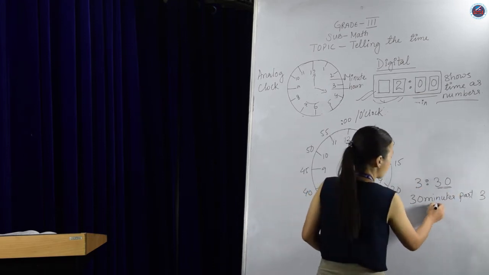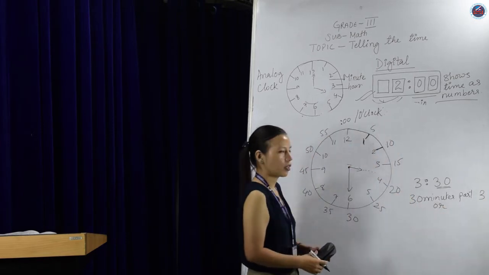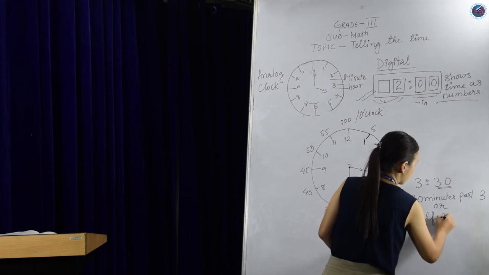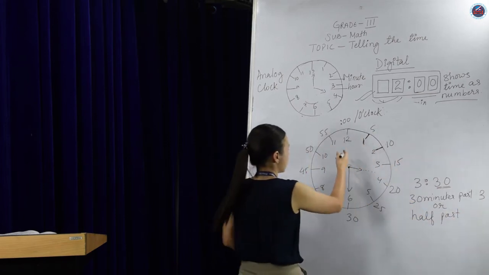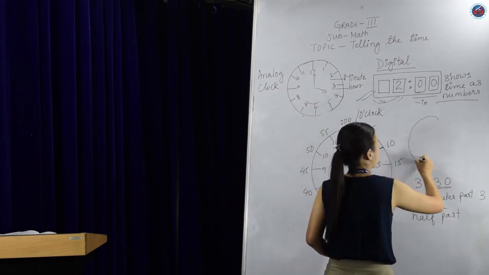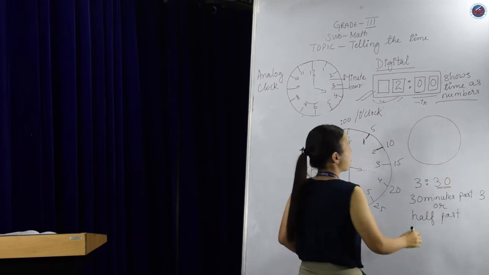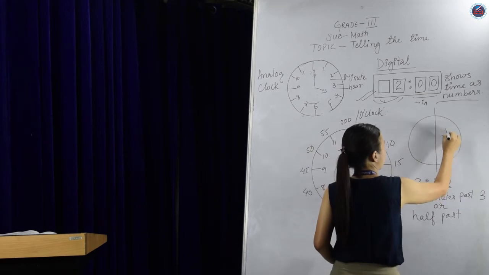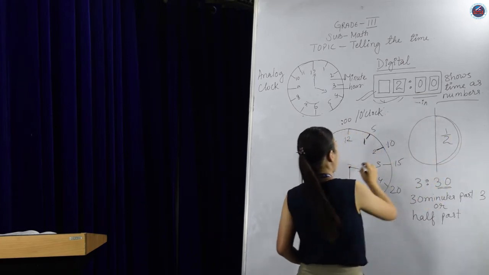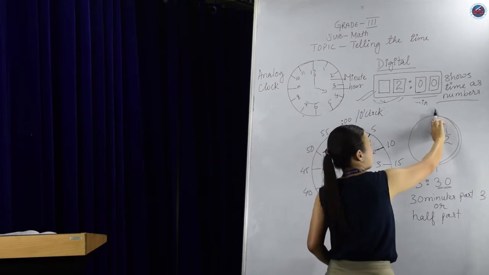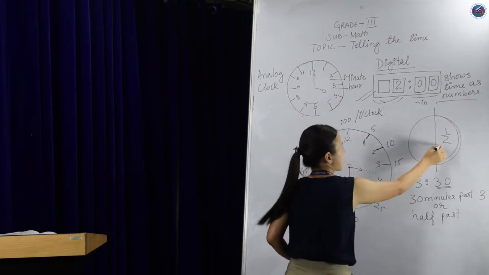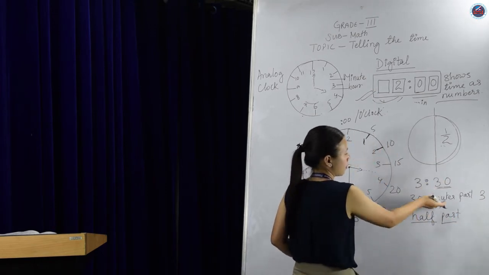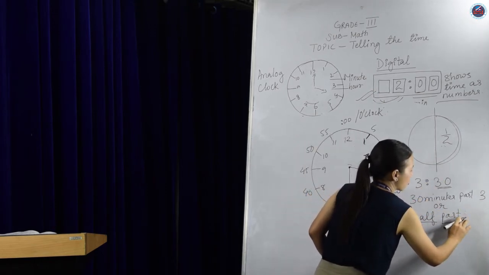Or there is another way to write. Instead of 30 minutes, we can use the words half past. This clock is a circle. Now, if I make it into half, this part is your half. That means a half turn. The long hand has completed a half turn. That means it's half. That's why we use the words half past. That means 30 minutes has passed 3.